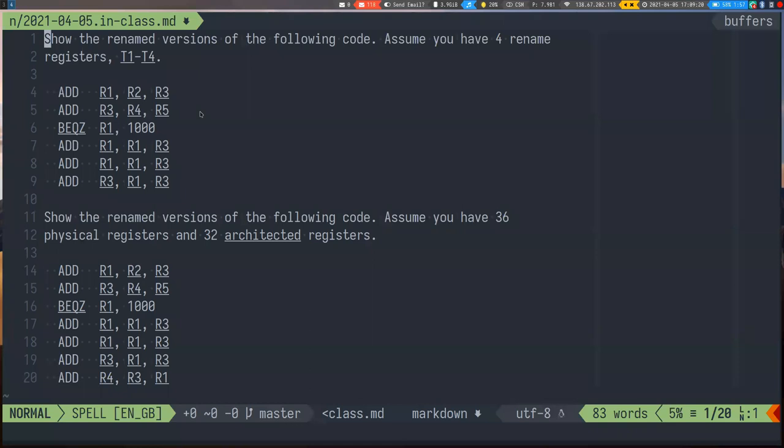The first thing that I would make sure to do is keep track of your dependencies. So you see a bunch of R1, right? We're gonna have to deal with all those. You see R3 is used a bunch of places as well. So you're gonna have to make sure to handle those as well. Just make sure that you keep track of all them. If you rename, for example, this here, you're gonna have to rename everything subsequent as well, okay?